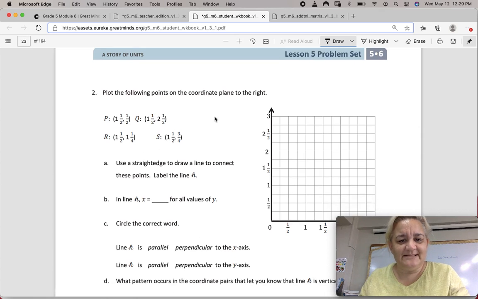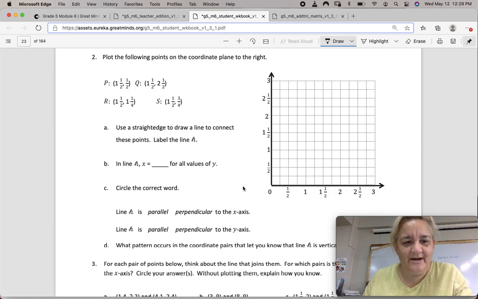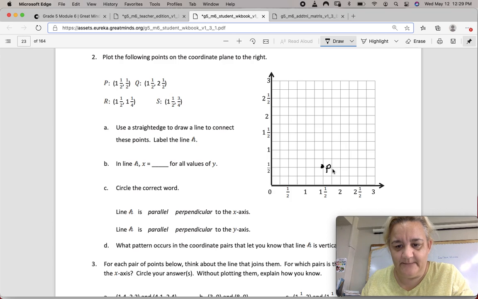Plot the following points on the coordinate plane to the right. P is (1.5, 1/2). So that is right here. That's point P. Q is (1.5, 2.5). So 1.5 and 2.5 is going to be right here. We're going to call that one Q.